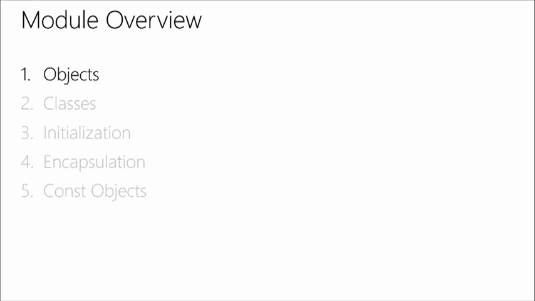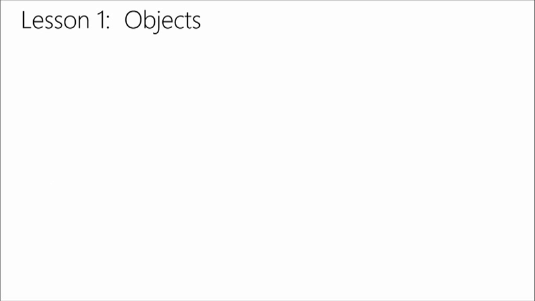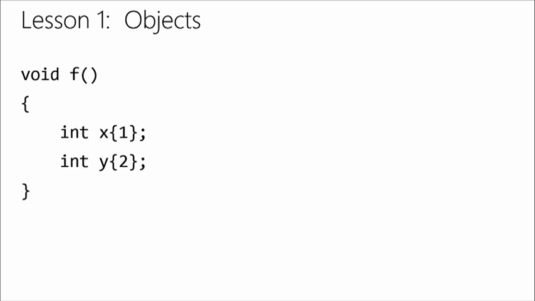So first, objects. What is an object? Well, it turns out we've already seen some. So here is a little program, and we see we've just got two integer local variables. Both of these are of type integer, so int is their type, and we've initialized x with 1 and y with 2. So this doesn't look very exciting, but we can actually learn a lot about C++ just from this little example.